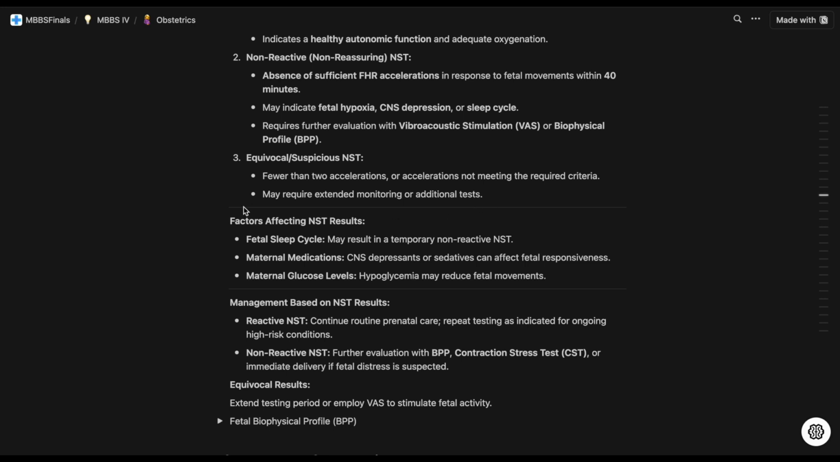What can affect NST results? Now, here's where it gets interesting. Sometimes, a non-reactive NST isn't a cause for panic. Certain factors can affect the baby's response, making the test look abnormal even when the baby is fine. Some of the most common reasons include fetal sleep cycle. If the baby is just taking a nap, we might not see much movement. Maternal medications. Some drugs, especially CNS depressants and sedatives, can make the baby less responsive. Maternal glucose levels. If the mother has low blood sugar, the baby might be less active than usual.